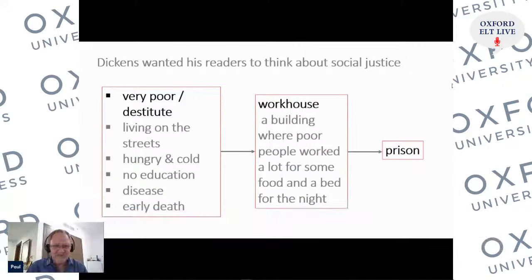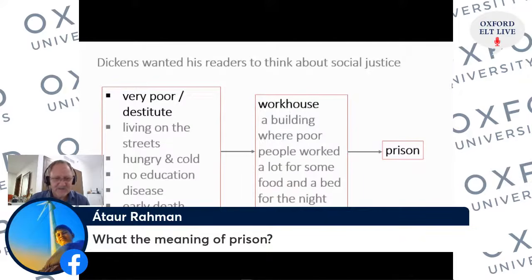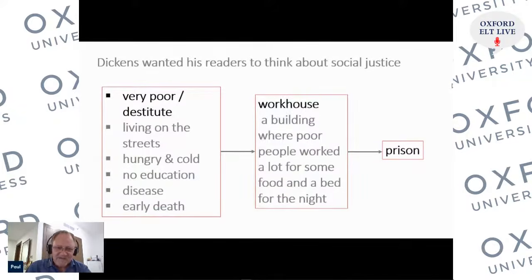Prison is a place where you send prisoners, people who commit crimes. Ataur, Rahman, prison is somewhere you do not want to go. And a workhouse was very similar to a prison.